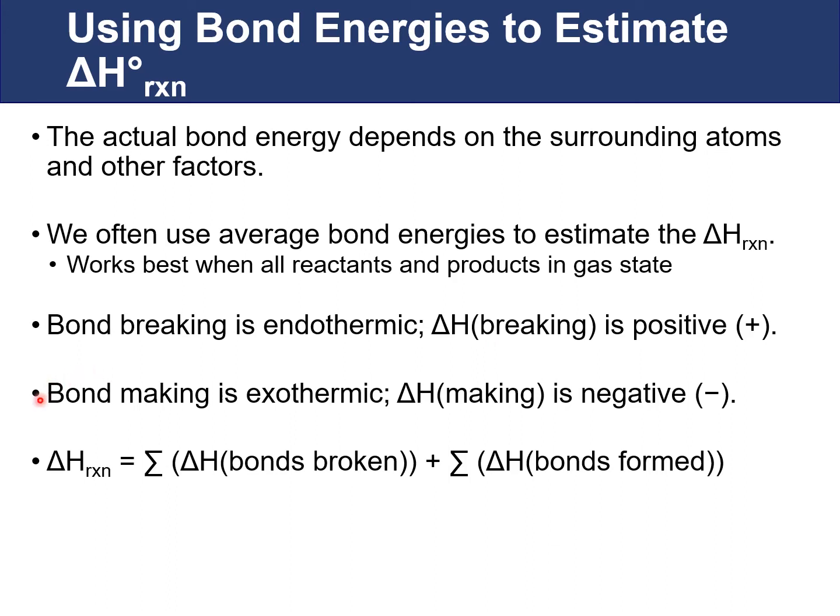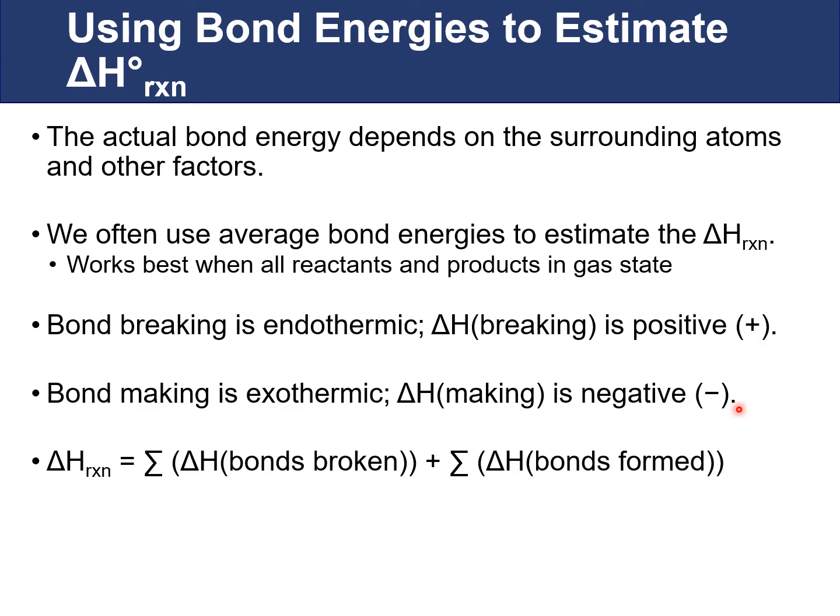Whenever you make a bond, it's the reverse process. So if bond breaking is endothermic, then bond making must naturally be exothermic, meaning that energy is released whenever bonds are made. So the delta H value for making a bond will be negative.